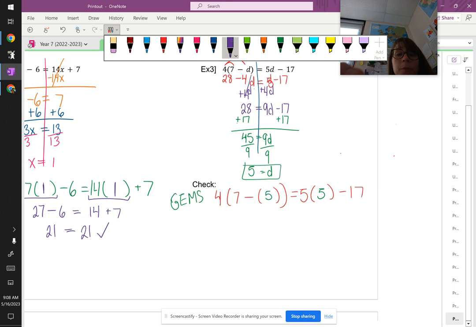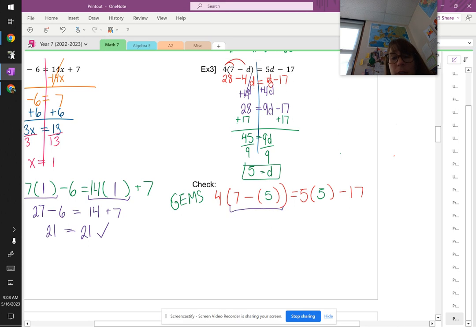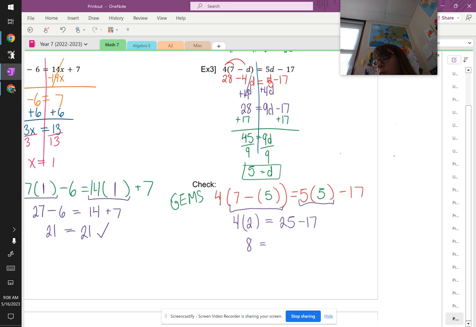All right, we do have groupings to deal with inside here. So 7 minus that 5 is going to turn into 2. Carrying everything else down. 5 times 5 is 25. 4 times 2 is 8. And 25 minus 17 is indeed 8. So there we go.